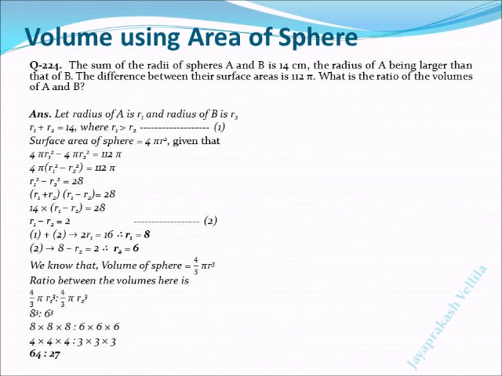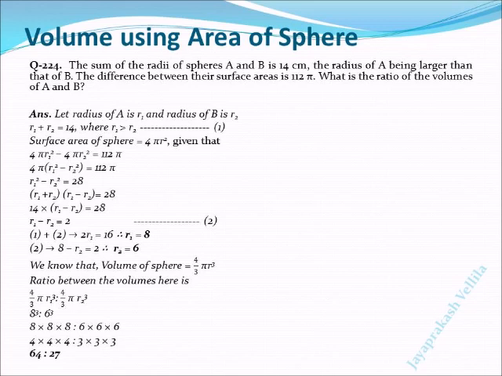Let radius of A is R1 and radius of B is R2. Then as per question, R1 plus R2 equal to 14, where R1 greater than R2. Put this as equation 1. Surface area of sphere equal to 4 pi r square. Given that 4 pi r1 square minus 4 pi r2 square equal to 112 pi.